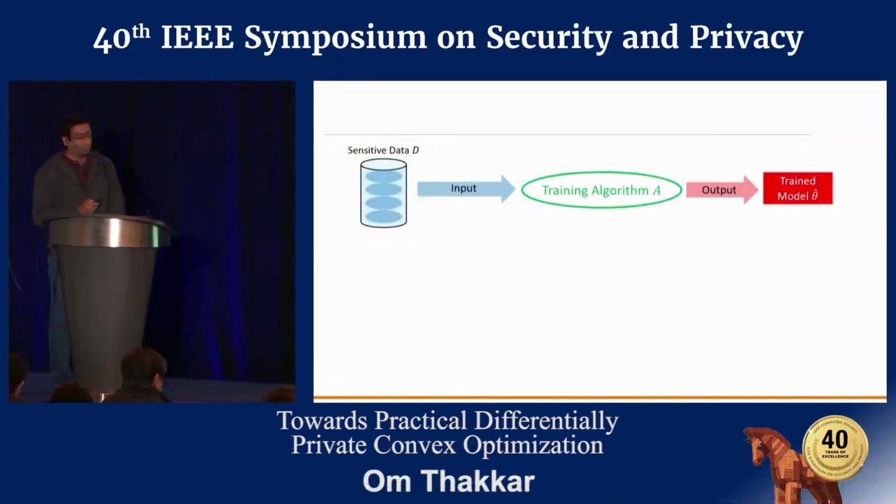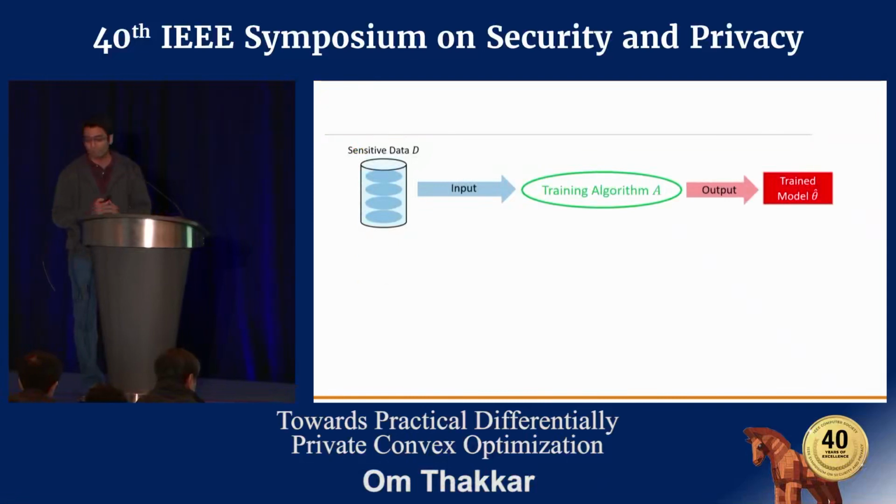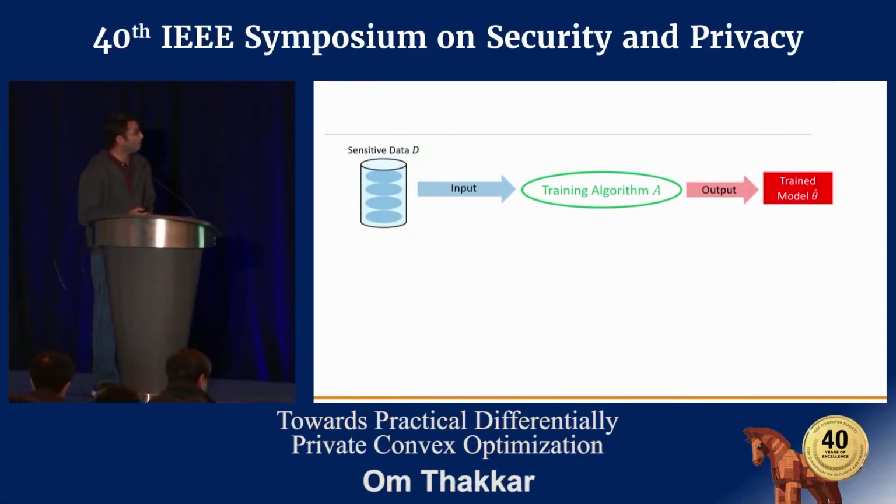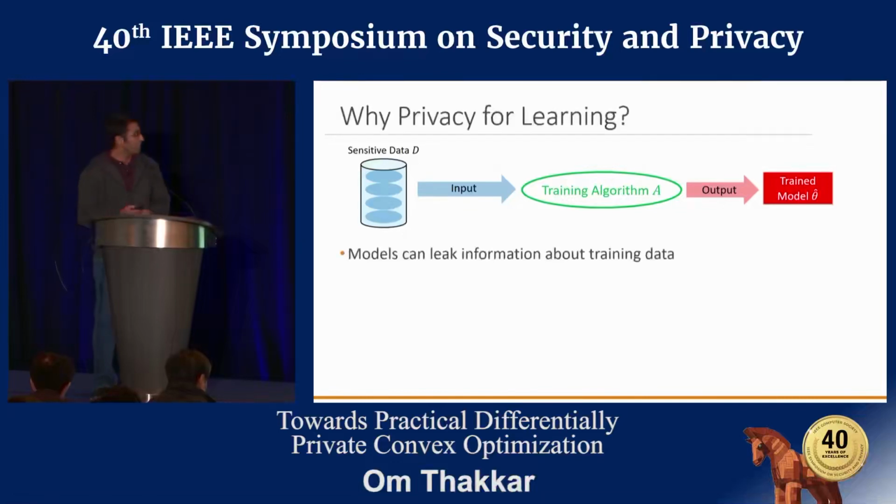Before I dive in, let me first define the framework that we'll operate in. So we are given a sensitive data set D that is given as input to a learning procedure A, which gives out an output model. You can think of the output model theta hat as a vector of weights for some network. Many recent works have shown that these models can leak information about the training data.